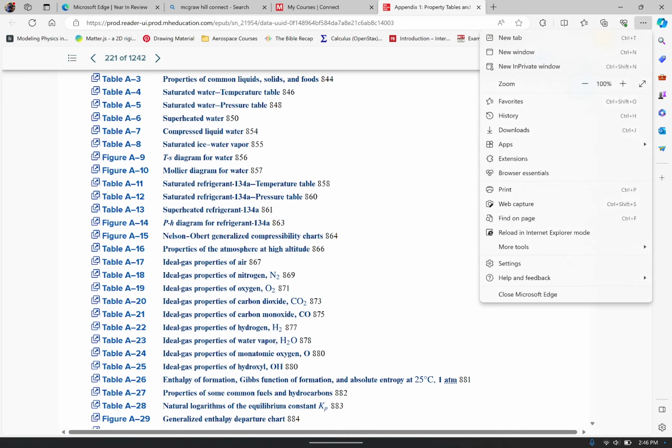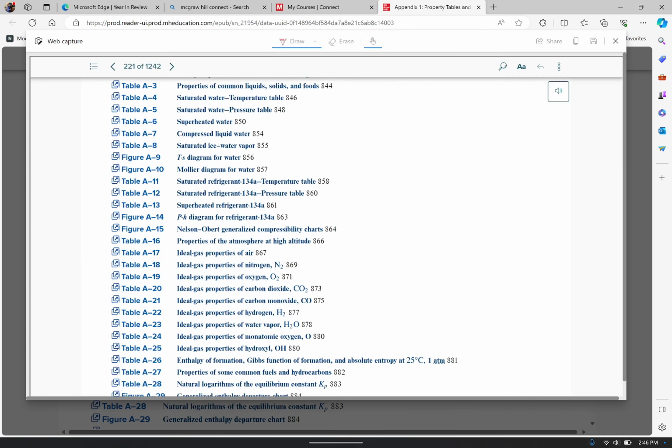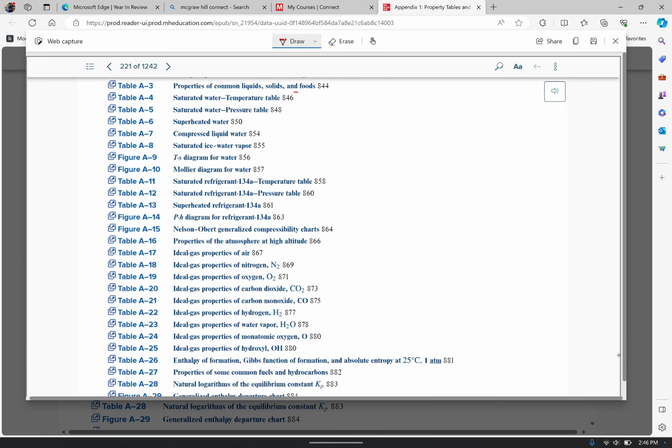So I'm going to go ahead and give myself the ability to write on the screen here. Web capture full page. There we go. So the ones you're going to be seeing the most are these three right here, as well as these three right here. You also occasionally go to the ideal gas properties of air or nitrogen or other things later on. Those happen too. But these two are the biggest that you're going to see the most, especially as we go through the vapor cycles, the next chapter.